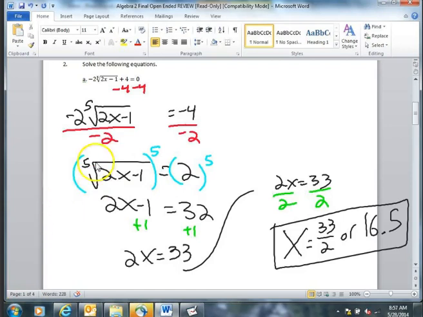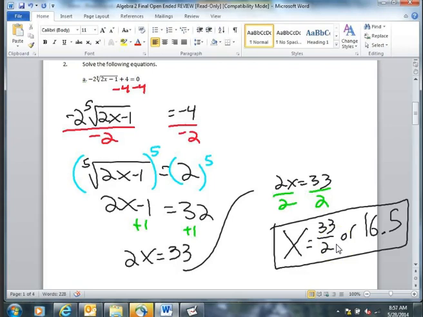Now notice how my index here is a 5. I then take both sides to the 5th power in order to destroy or eliminate or cancel out that particular radical. Alright, so that falls out, and I have 2 to the 5th becoming 32. I then add 1 to both sides, give me 33. Divide by 2, gives me x equals 33 over 2, or 16.5.